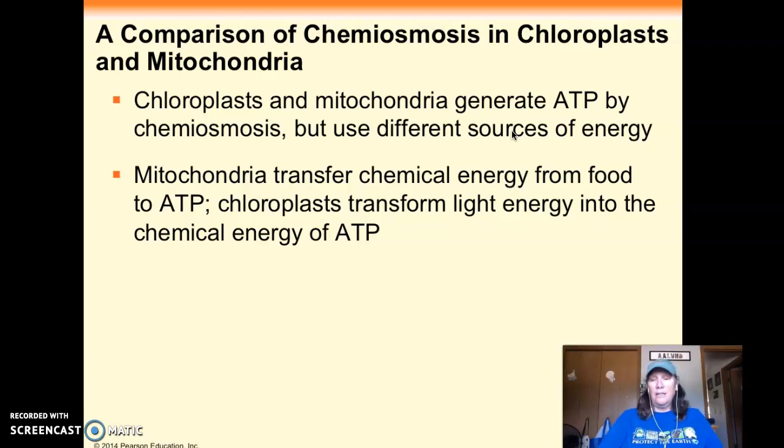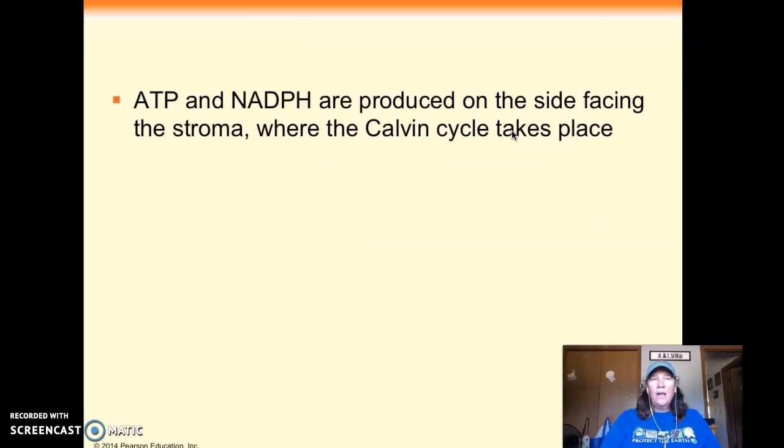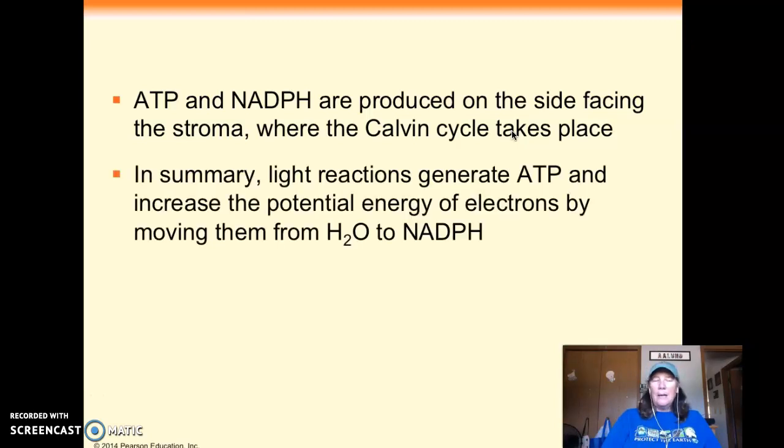Chloroplasts get to use sunlight. And the other thing, when you're talking about these reactions, is ATP and NADPH. NADPH is a molecule very similar to ATP in that it's energy. It's produced on the side facing the stroma. So that's where the Calvin cycle takes place.